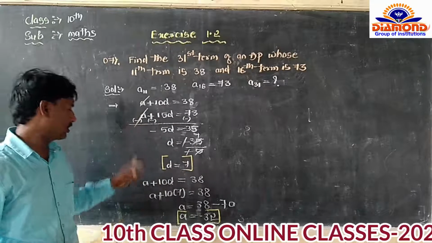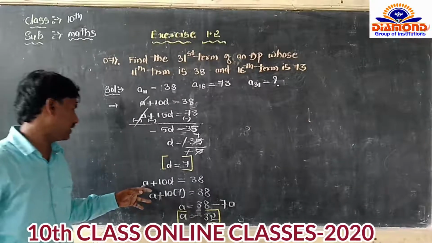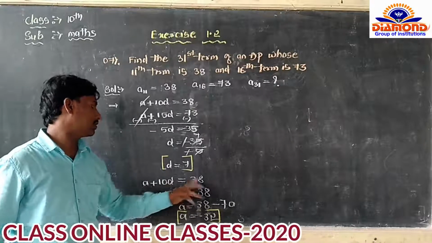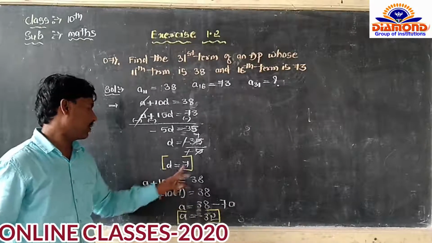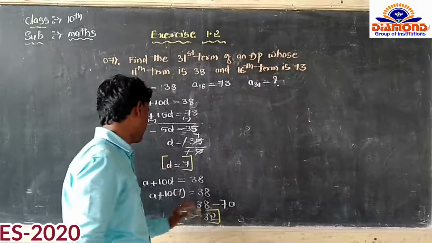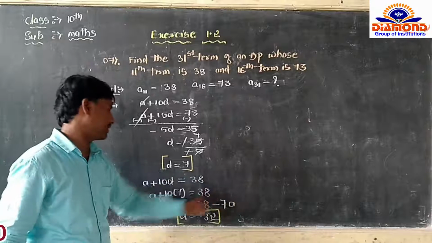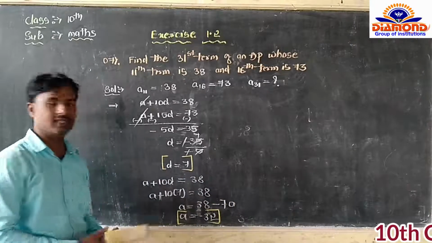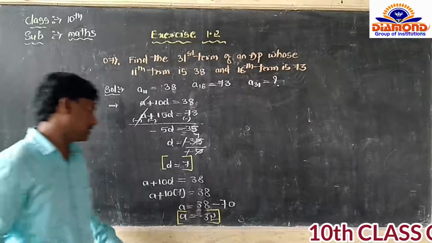Next, I took the first equation and substituted there. A plus 10D is equal to 38. A plus 10, the common difference we got here is 7. 10 7s is 70. A is equal to 38 minus 70. The answer we got here is minus 32. So the first term is minus 32 and the common difference is 7.